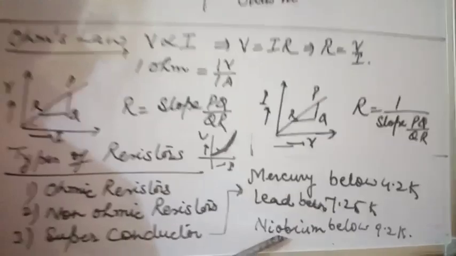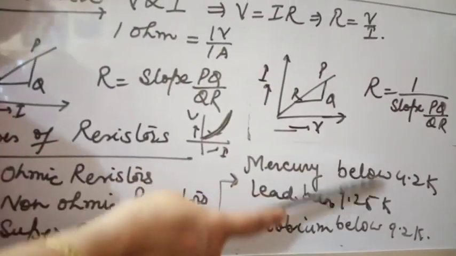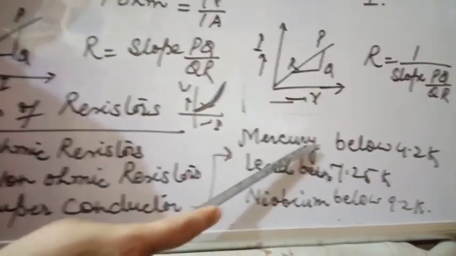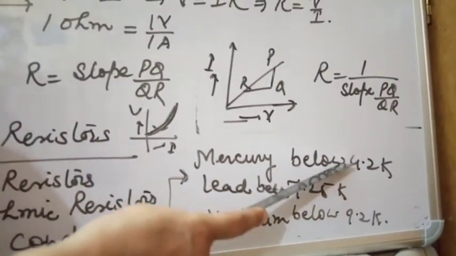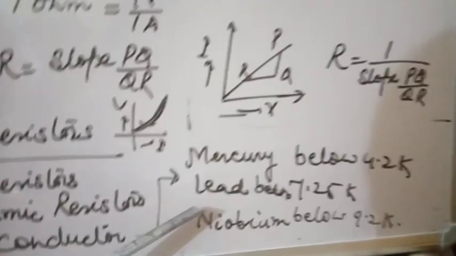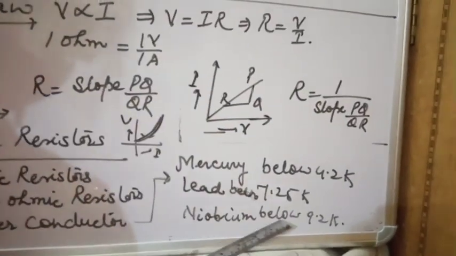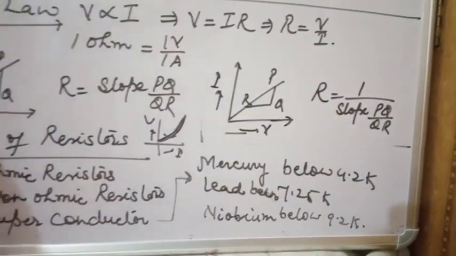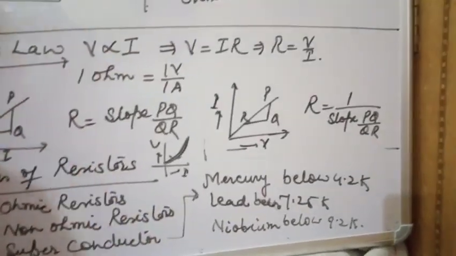For example, here are given 3 examples: mercury, lead and niobium. But you have to mention the temperature also. Mercury below 4.2 Kelvin works as a superconductor. Lead below 7.25 Kelvin works as a superconductor, and niobium below 9.2 Kelvin. So you have to mention this temperature also.